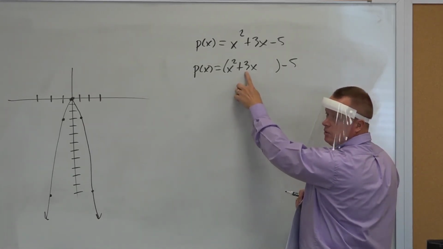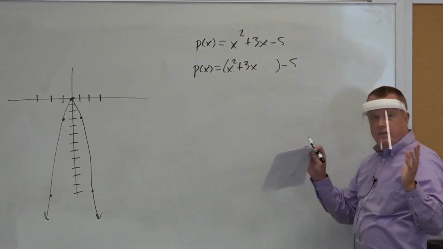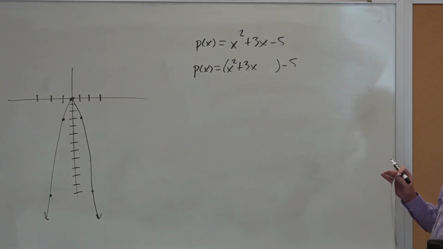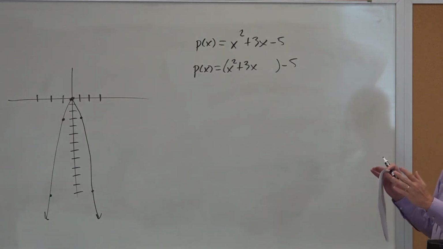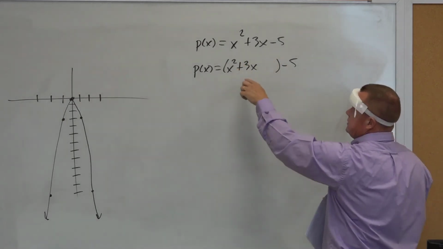Take the 3. What do we do to it? I know some of you know because I taught you in pre-cal. Take the 3, half it and square it. Remember that? Half it, square it. That gives you the number right here that makes this a perfect square.